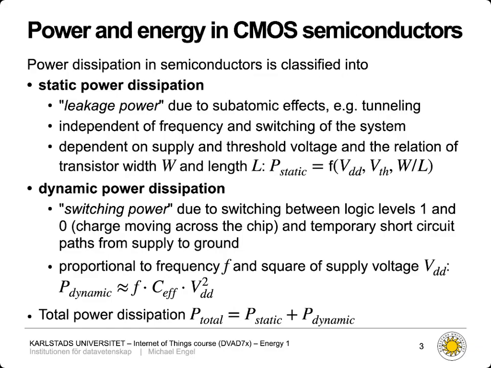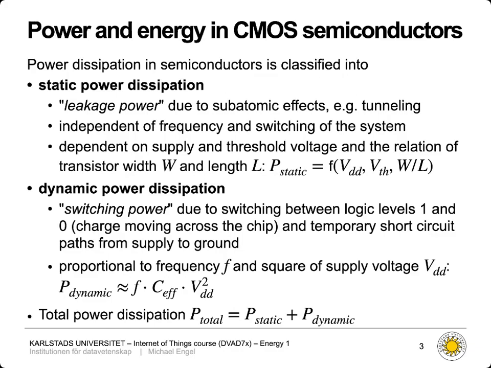The other kind of power consumption or power dissipation in a semiconductor is dynamic power dissipation. And this is power dissipation that we actually want to take place because this is needed to switch values from 1 to 0 or the other way around. So in order to change a state in our semiconductor, for example, because we want to add two numbers to a result, so we switch bits from 1 to 0 and back in the result, we need to move electrons across the chip. Essentially this switching power happens when we switch between logic levels ones and zeros, so we move a charge across the chip.